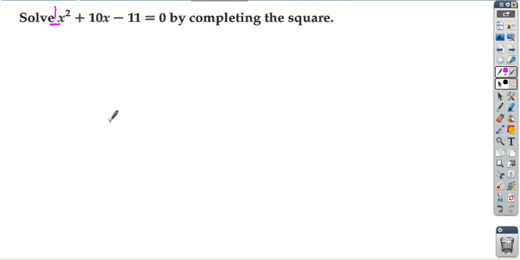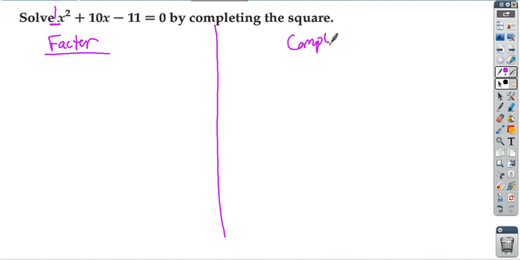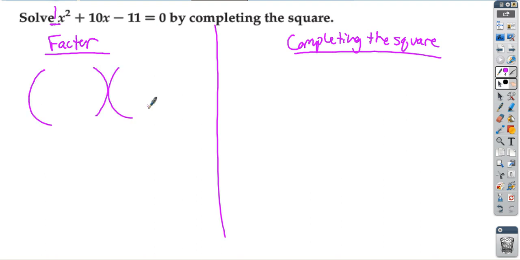Okay, this will factor, so I'm just going to prove to you that this works both ways. We'll solve it by factoring and by completing the square. The next one will not factor, that one that we were just looking at. So I want to show you first that it gives you the same answer. So what does that equation factor to? We want numbers that multiply to negative 11 and add to positive 10. So one has to be positive, one has to be negative. What multiplies to 11? Only 11 times 1. And that would mean the 11 has to be positive, the 1 has to be negative.